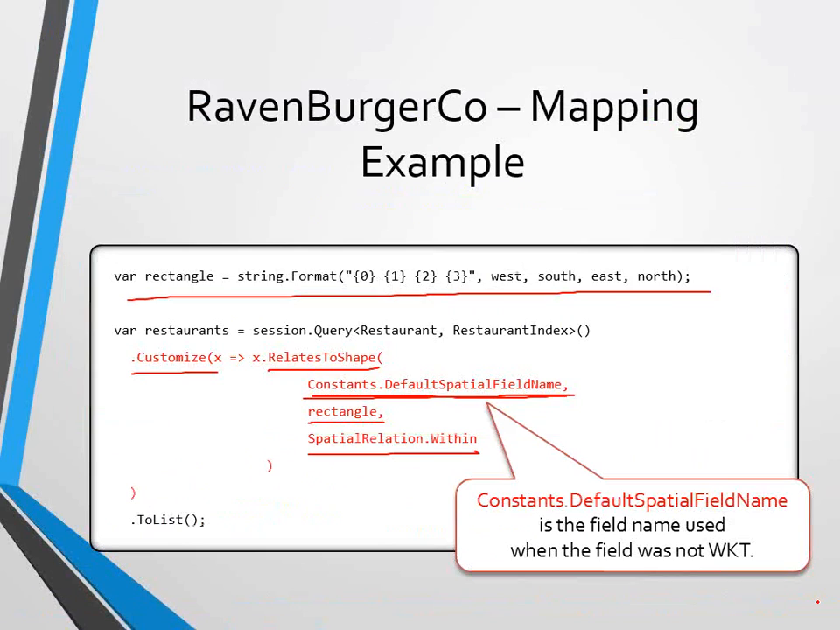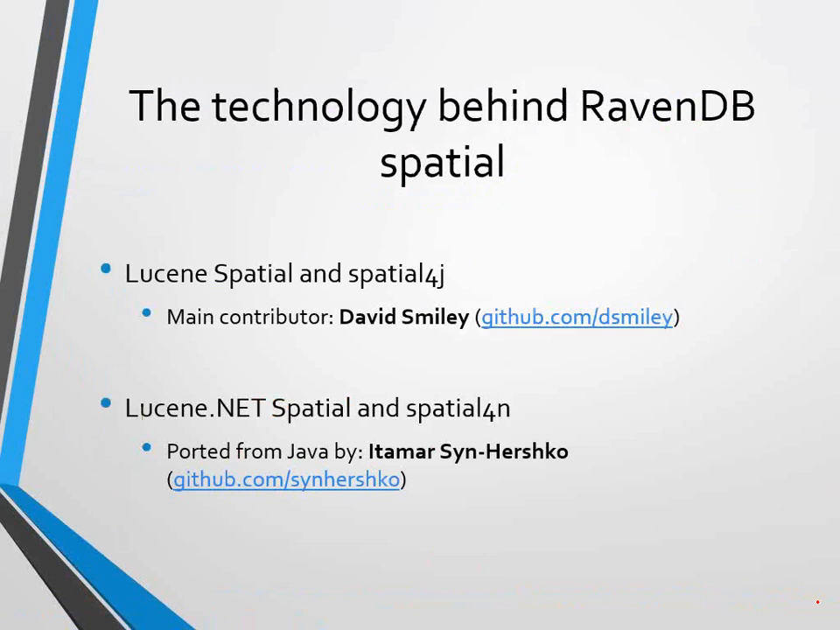Now, the technology behind RavenDB Spatial is Lucene Spatial and Spatial4J, but the main contributor is David Smiley. He's done the majority of the work that is involved in the indexing, and his work was then ported to .NET by Itamar, who was at the time working for Hibernating Rhinos. And the work's been ported over into a package called Spatial4n and Lucene.NET Spatial.